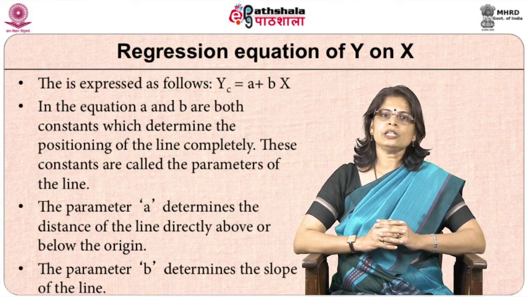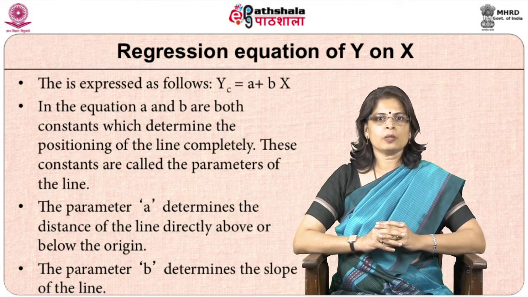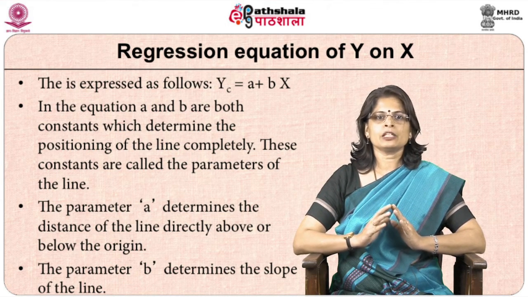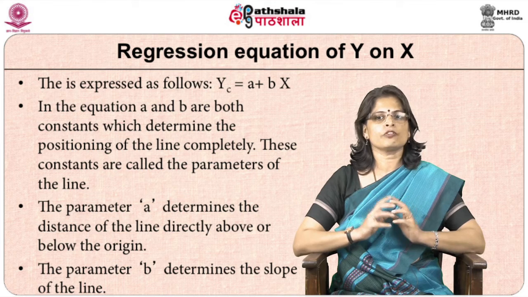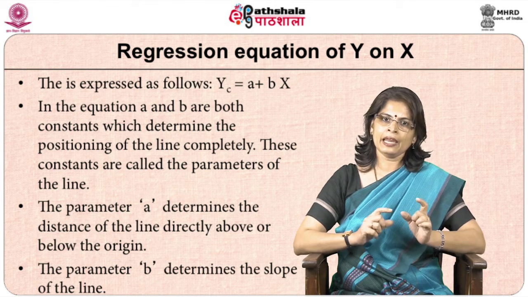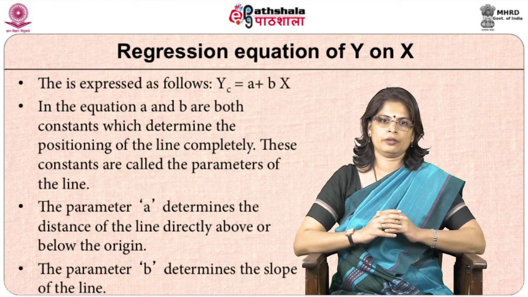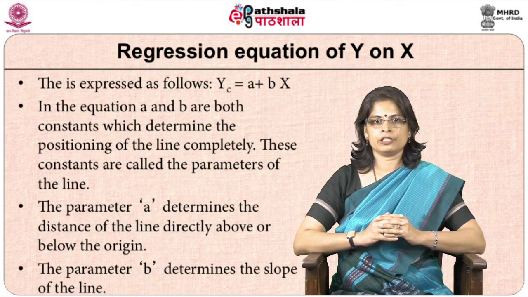Let us see how the regression equation of y on x looks. This line of regression is usually expressed as y equal to a plus bx. In the above equation, a and b are both constants. These are determined by the positioning of the line. These constants are called the parameters of that line. The parameter a determines the distance of the line directly above or below the origin, whereas parameter b determines the slope of the line fitted.